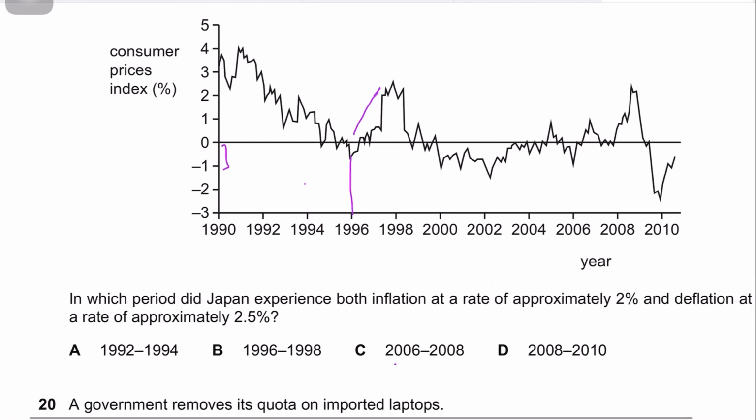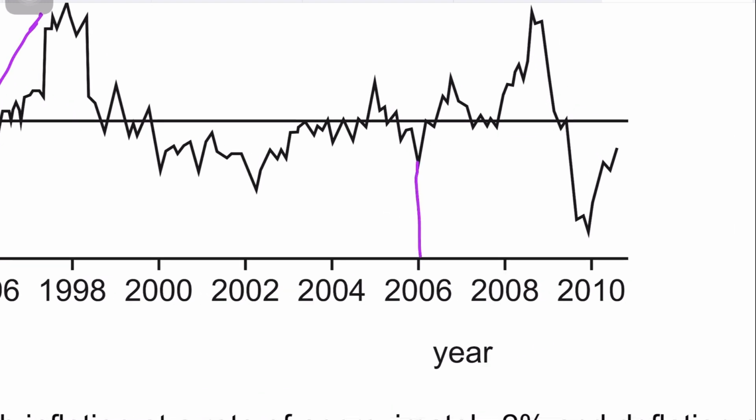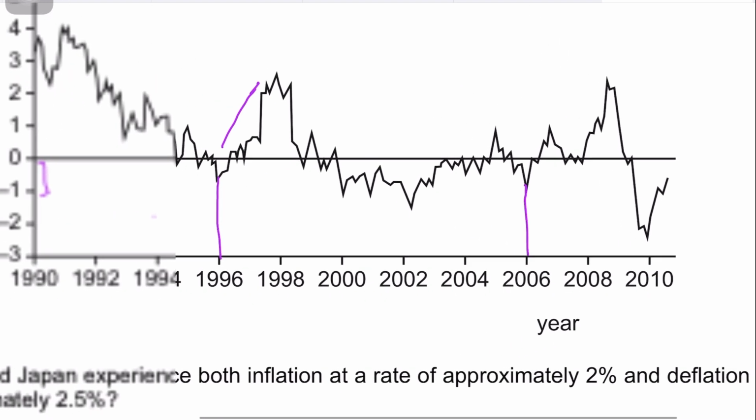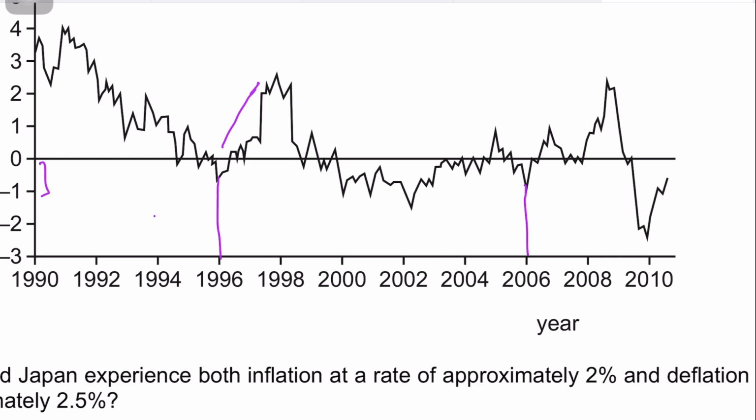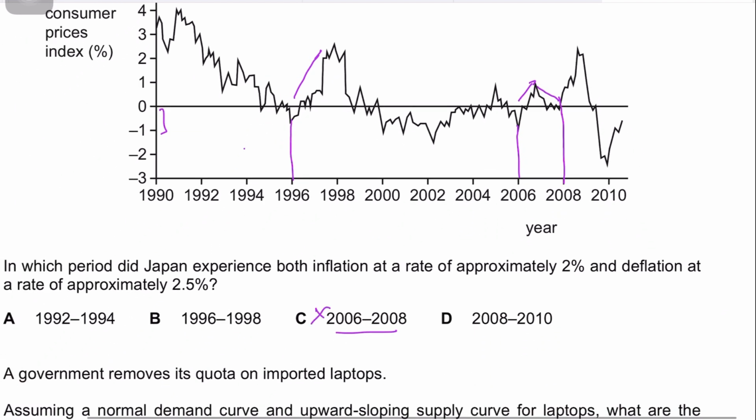Option C says 2006 to 2008. If you look at 2006 to 2008, in 2006 it was negative, approximately close to 1. Then it became positive, and then in 2008 it became 0. And after 2008 it increased, but again this is not the answer either.